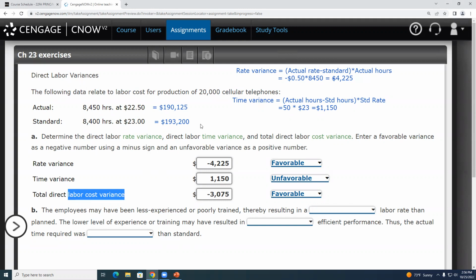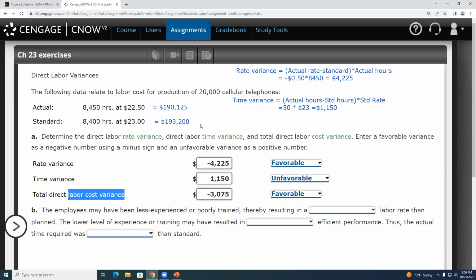As I explained, that number, the negative $3,075 or the favorable total direct labor cost variance, is the number we actually are required to calculate, because we need to match our actual spending on the financial statements. The other part, teasing it apart into the rate variance and the time variance, is for internal purposes only. That's to help us make sure we're managing this company efficiently, that we know why we didn't meet our standards if we didn't meet them.